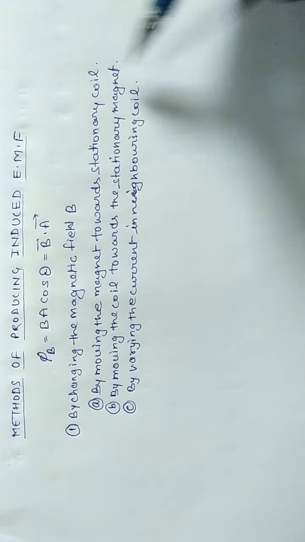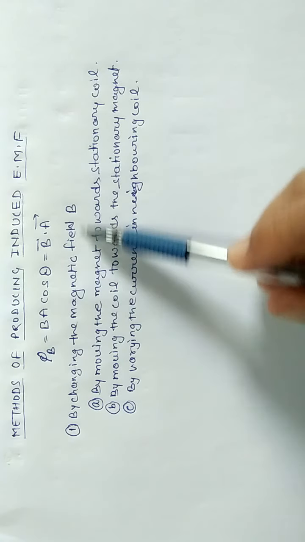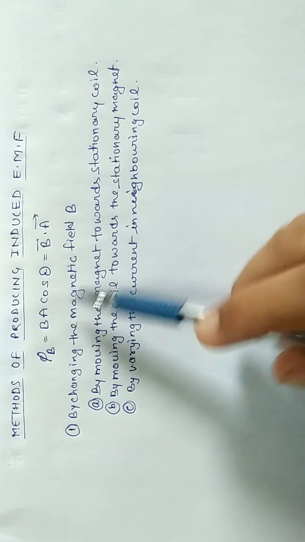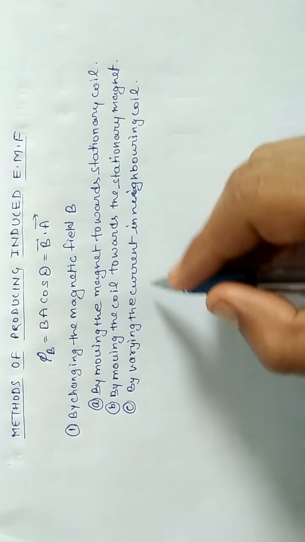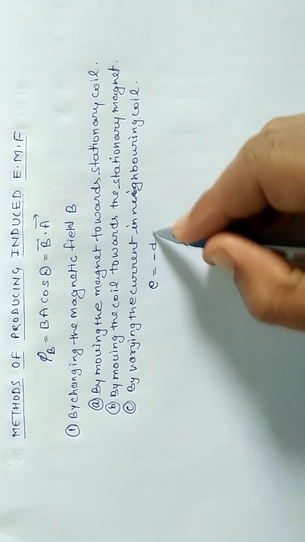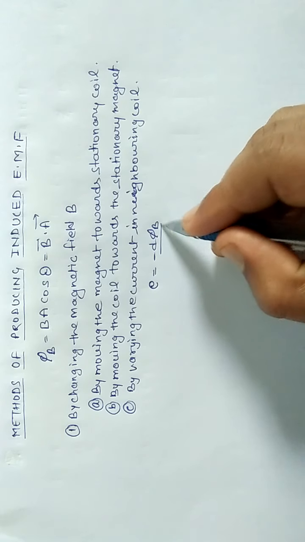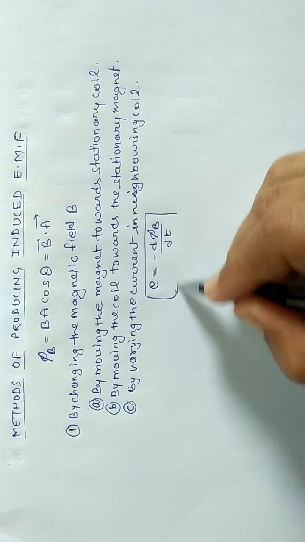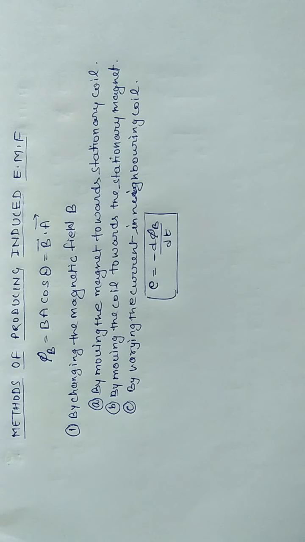So these are the three methods by which we can change the magnetic field. As the magnetic field changes, it induces an EMF, because we know from Faraday's law of electromagnetic induction, E is equal to minus d phi B upon dt. So these are the methods of producing induced EMF by changing the magnetic field.